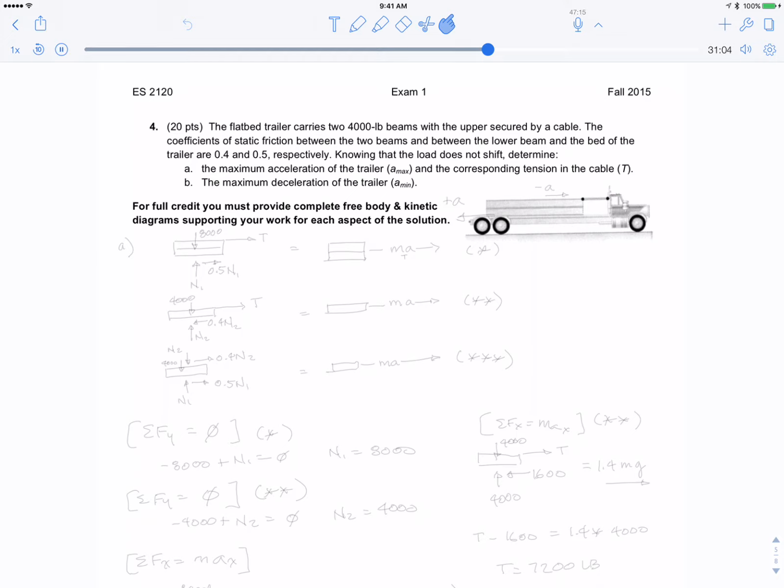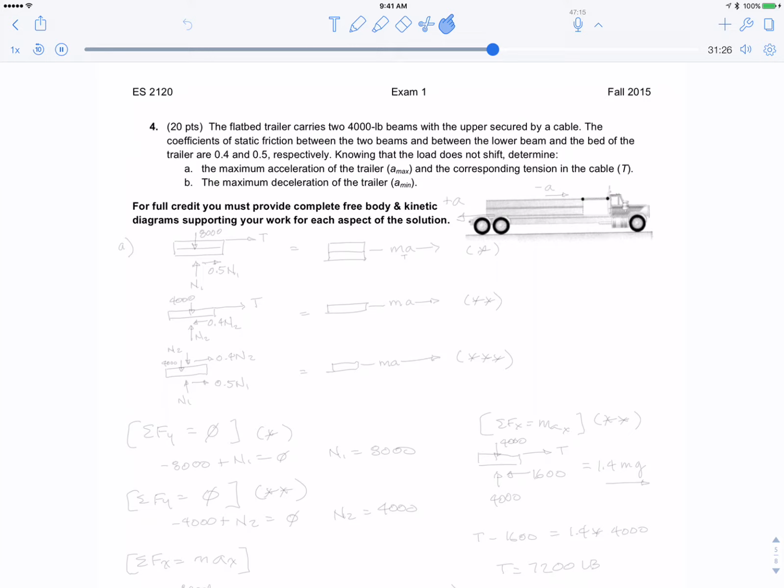Okay, so here's problem 4. Let me draw this out. I had already thought about this ahead of time. The maximum acceleration without anything sliding off will be as you accelerate the truck, there's that cable, so the top one can't move. So the bottom beam is the one that's sliding out.